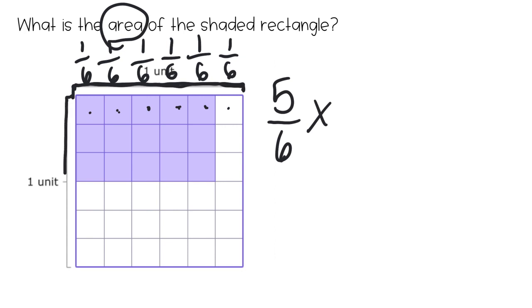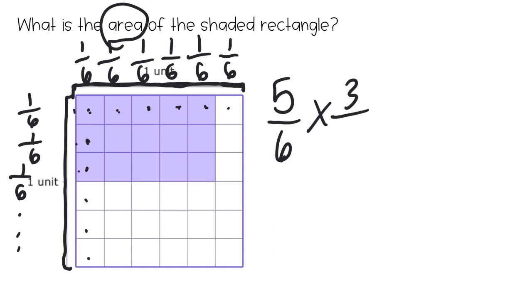And let's look over here. Let's check just to be sure. How many equal pieces do I have? I have 6. So 1/6, 1/6, 1/6, and so on. But how many of those 1/6 do I have? I have 3 of them. So 1/6 plus 1/6 plus 1/6 is 3/6.